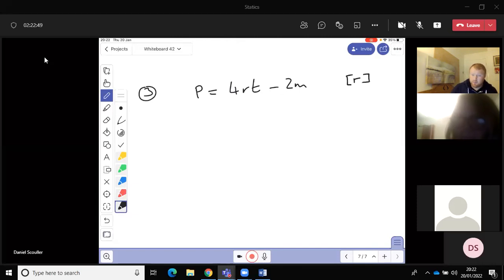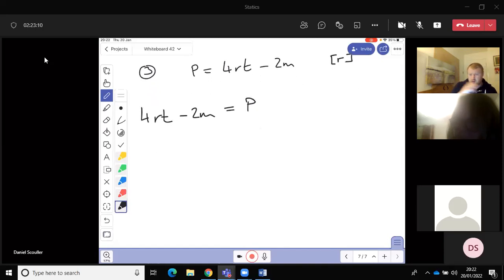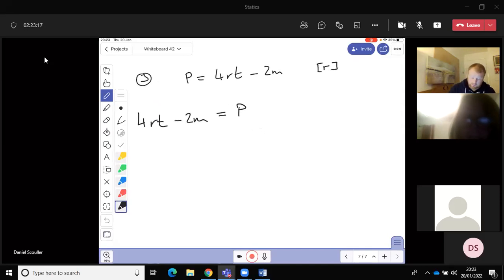I'm going to flip it because I want that R on the left-hand side, just so it's a wee bit neater when we get to the end, a wee bit easier to understand. So I'm just going to flip that: 4RT minus 2M equals P. And we're still finding that R. Now as R's on the left-hand side, when we get to the end, it's just R equals. So, odd mass.